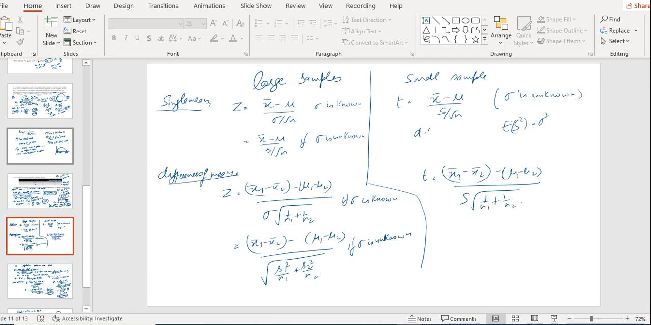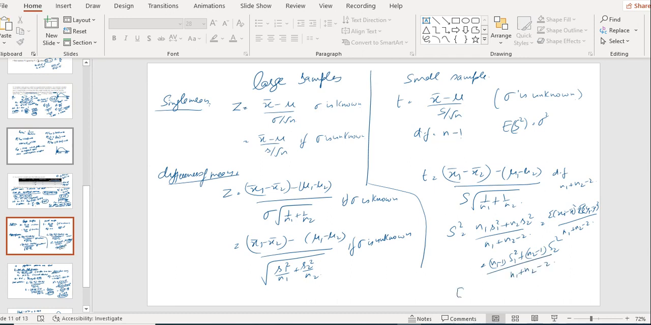So here we have degrees of freedom n minus 1, and in this case degrees of freedom n1 plus n2 minus 2, where S square is equal to n1 s1 square plus n2 s2 square upon n1 plus n2 minus 2, or summation xi minus x bar square plus summation yi minus y bar square upon n1 plus n2 minus 2, or n1 minus 1 into capital S1 square plus n2 minus 1 into capital S2 square upon n1 plus n2 minus 2, where expectation of S1 square is equal to sigma 1 square and expectation of S2 square is equal to sigma 2 square.